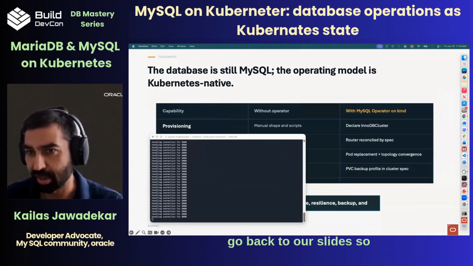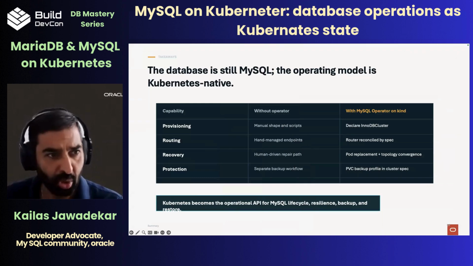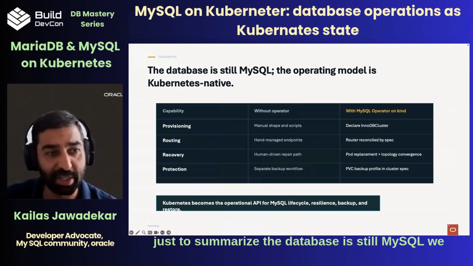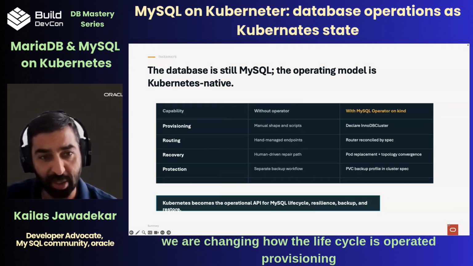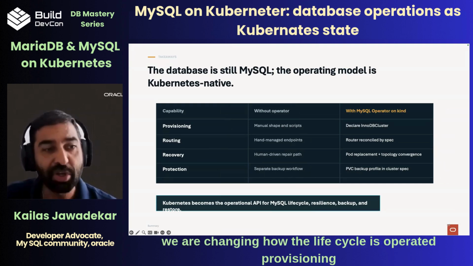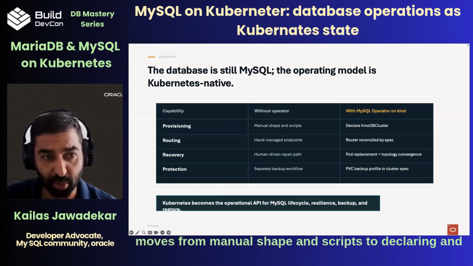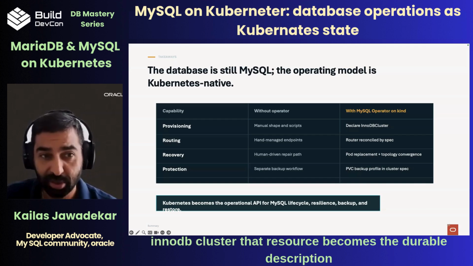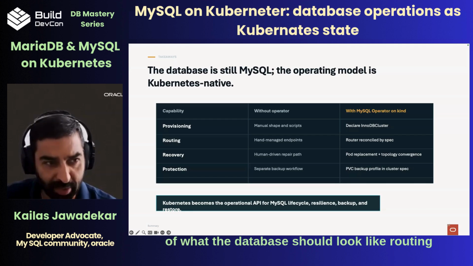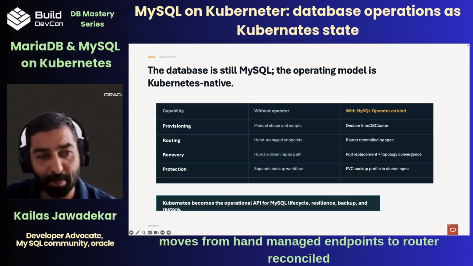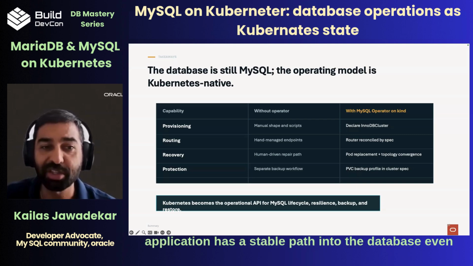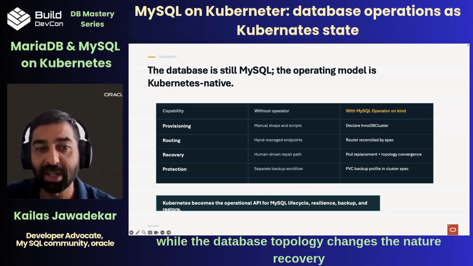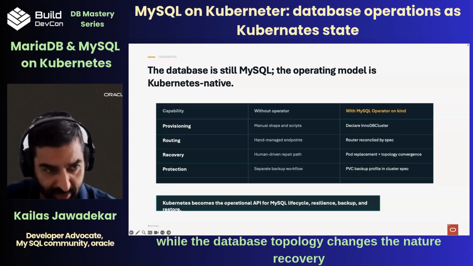Let's go back to our slides. So just to summarize, the database is still MySQL. We are not replacing MySQL with Kubernetes, but we are changing how the lifecycle is operated. Provisioning moves from manual shape and scripts to declaring an InnoDB cluster. That resource becomes the durable description of what the database should look like. Routing moves from hand-managed endpoints to routers reconciled by spec. The application has a stable path into the database, even while the database topology changes beneath it.